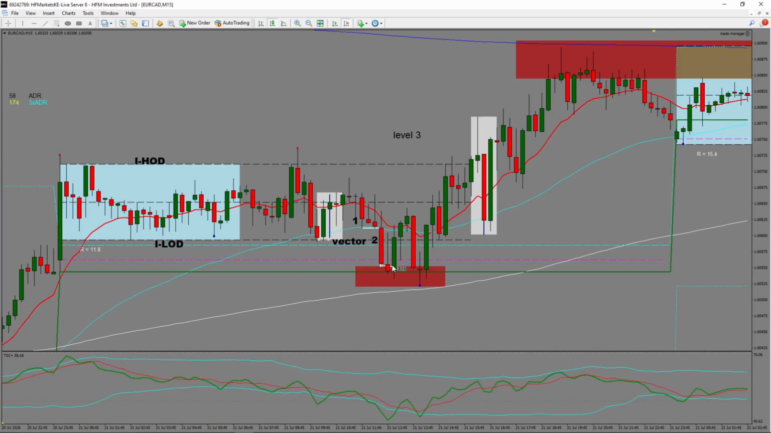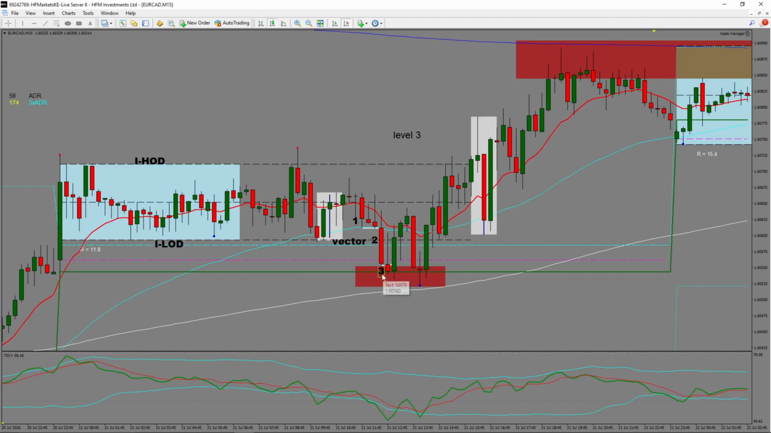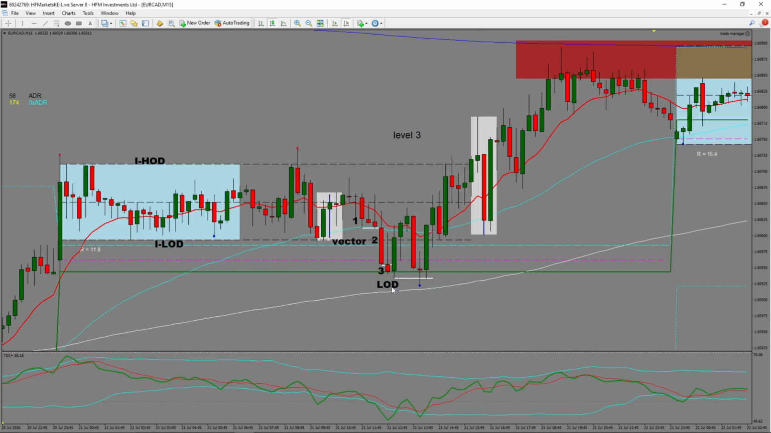Okay, remember what I said about vector? There are 3 candles, huge candles with the same color. Okay, so the vector 2, now the vector 3. After the vector, now you have the low of the day, like that. Okay, let me remove this one. I'd put it when I was trading. So that's your low of the day now. So that's my low of the day.